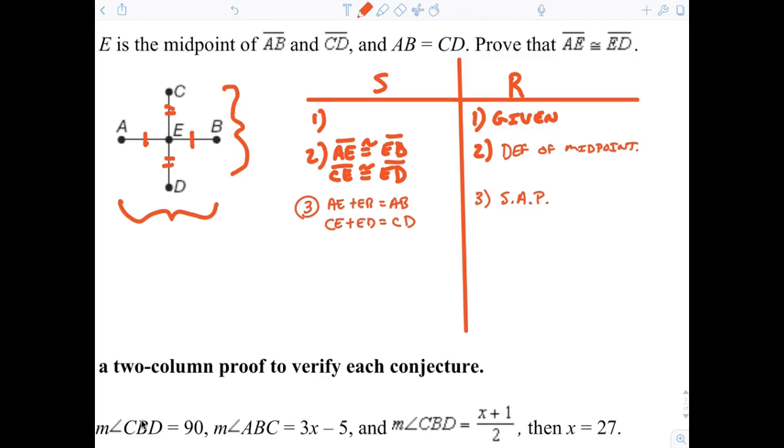Okay. Here we go. So now that I have that, what will be the next statement?